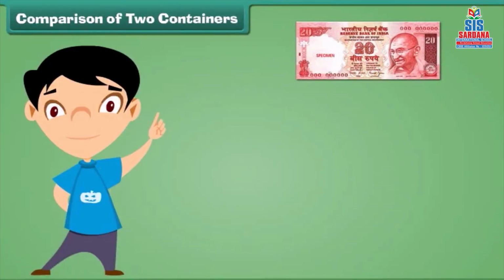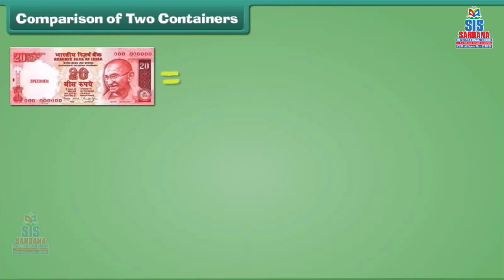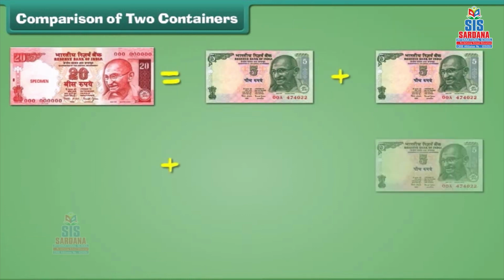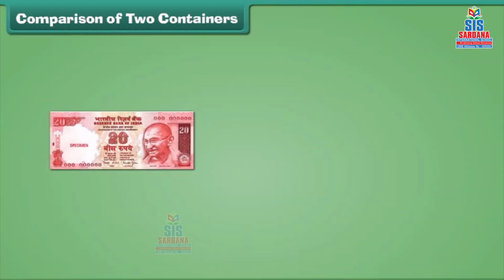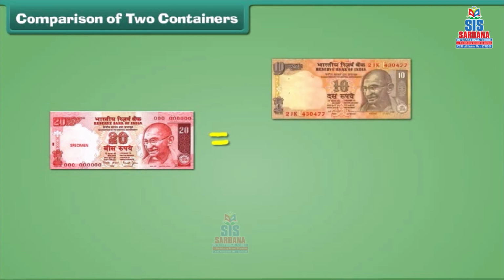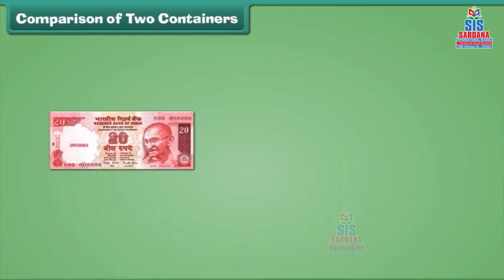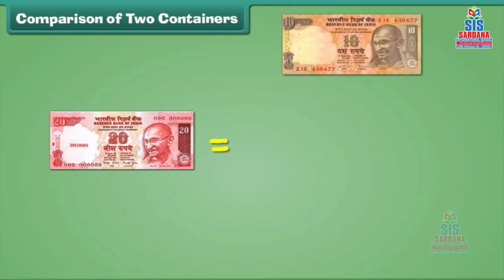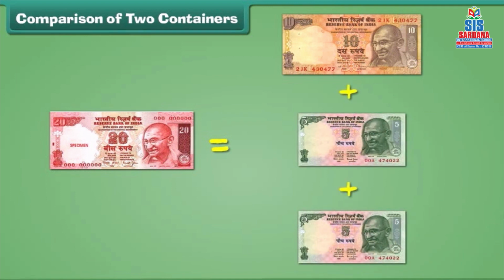This is a 20 rupee note. A 20 rupees note is equal to the sum of 4 5 rupees notes. A 20 rupees note is equal to the sum of 2 10 rupee notes. A 20 rupees note is also equal to the sum of 1 10 rupee note and 2 5 rupees notes.